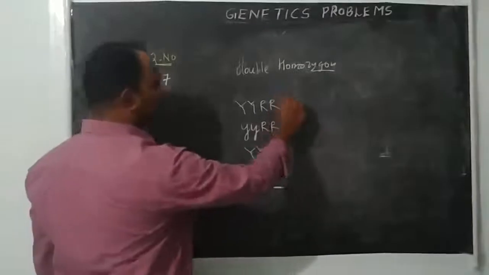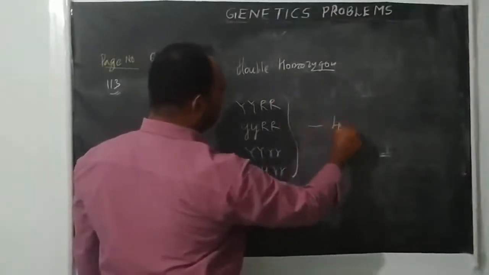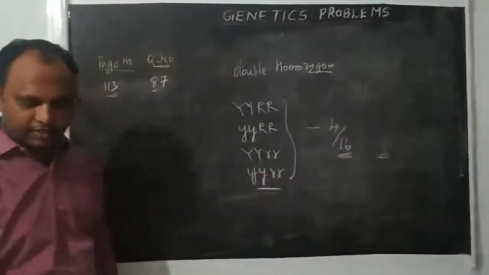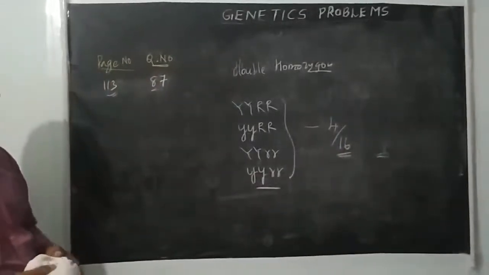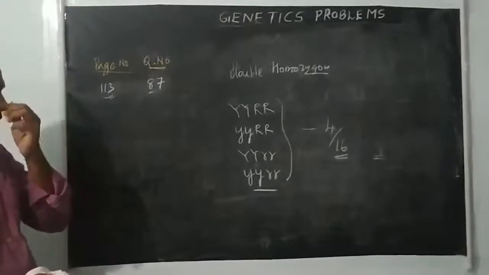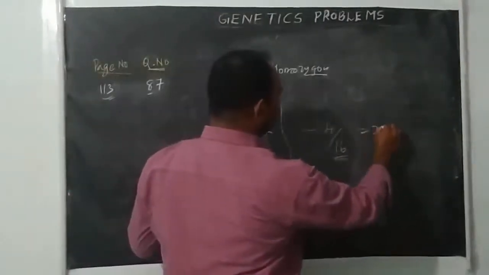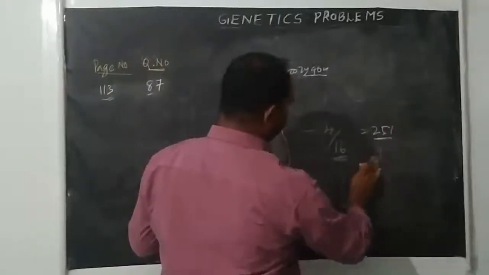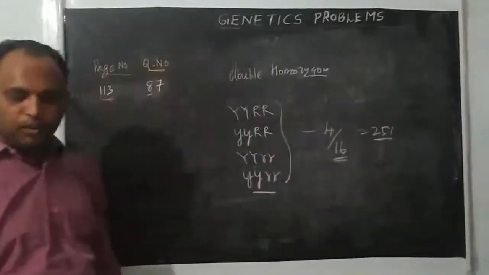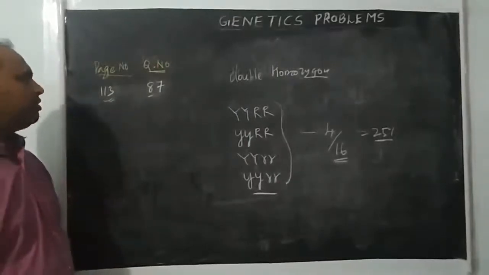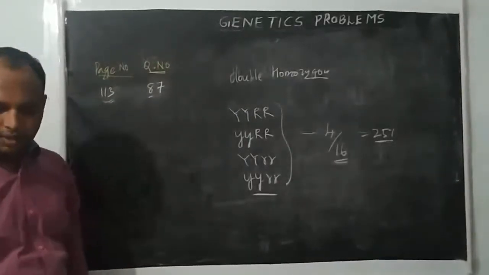How many did we get? Totally 4. Out of 16, we get 4 that are double homozygous, right? But they are asking percentage-wise. So 25% of progenies are double homozygous, homozygous for both characters. This is the answer: 25% is the answer for question number 87.